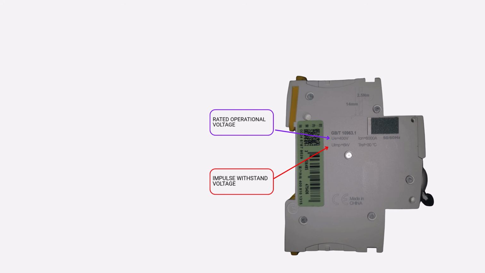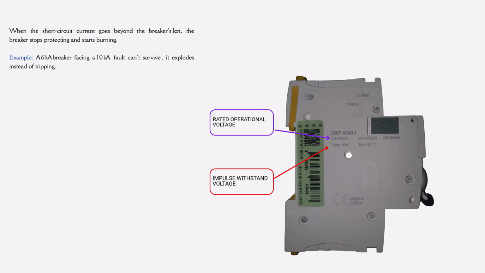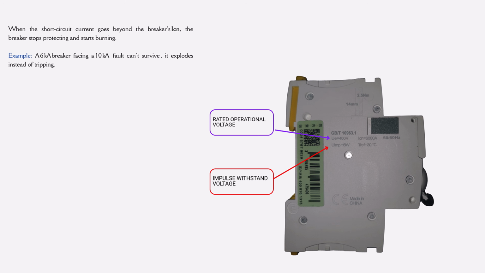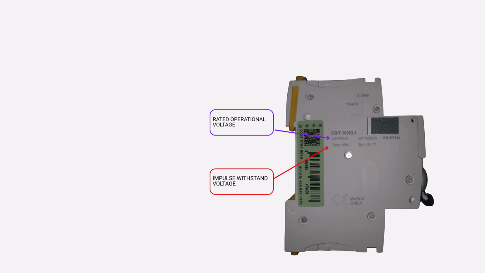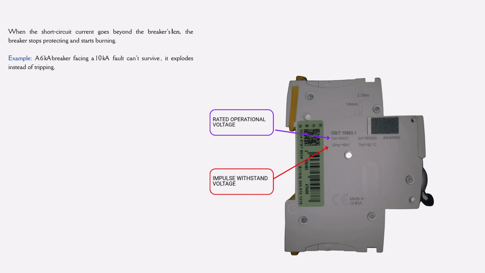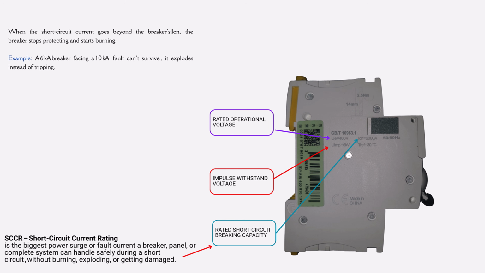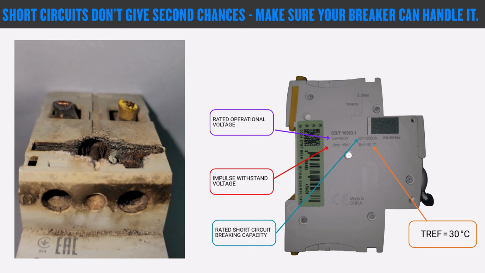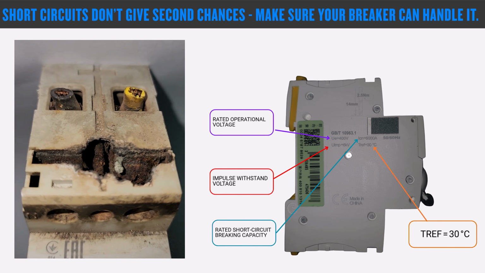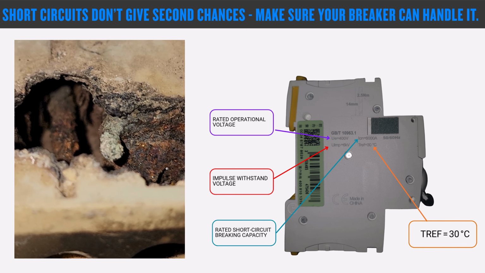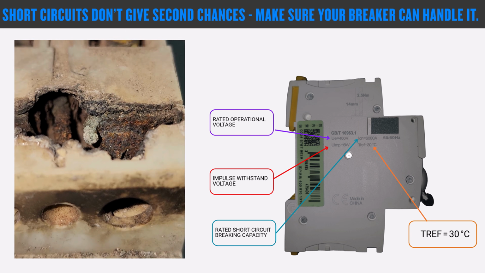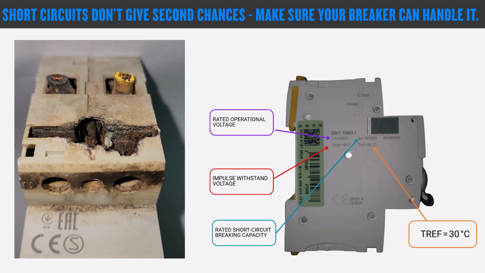Next, Uimp equals 6 kV. That's the lightning or surge voltage it can handle, the shock it can take without getting damaged. Then Icn equals 6,000 amps. That's the biggest fault current it can stop the moment it saves your home. And finally, Tref 30 degrees Celsius, the temperature where it was tested to make sure it performs accurately.